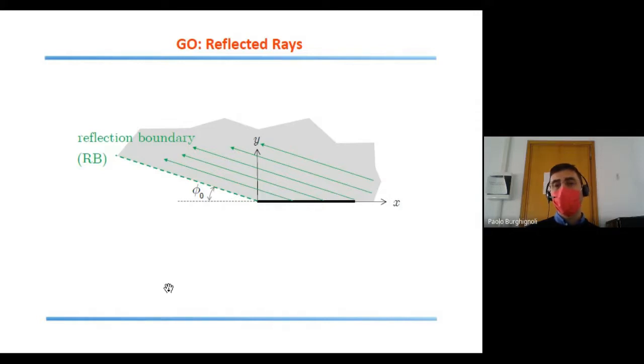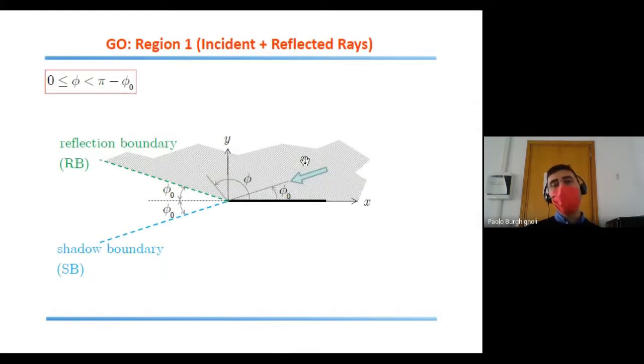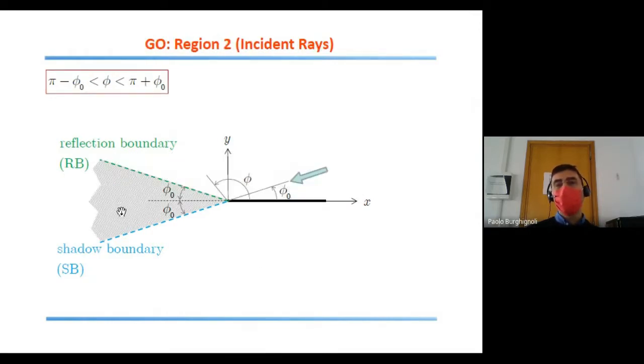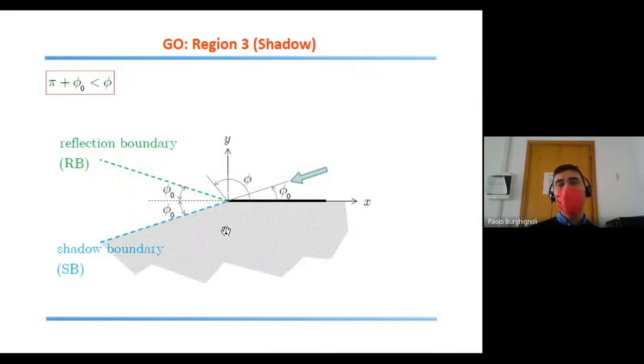Okay, so we can divide the entire three-dimensional space into three distinct regions. In the first one, that is represented here, we have both the incident rays and the reflected rays. In the second region, in this wedge here, we have only the incident rays because we are beyond the reflection boundary, but still we have not reached the shadow boundary. And finally, in the third region, we are in the geometrical shadow, so we have neither incident nor reflected rays.